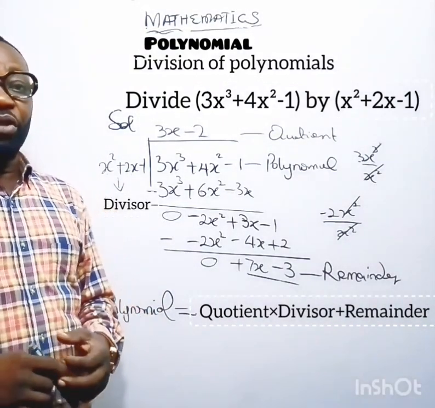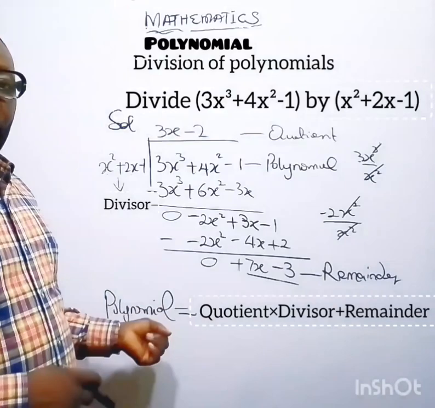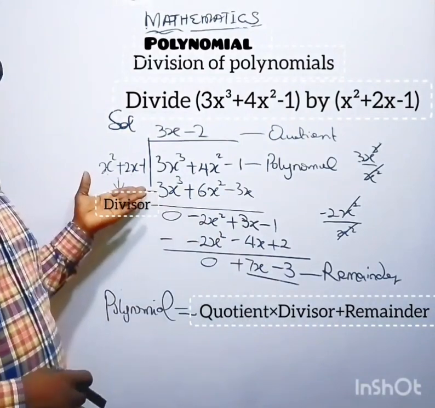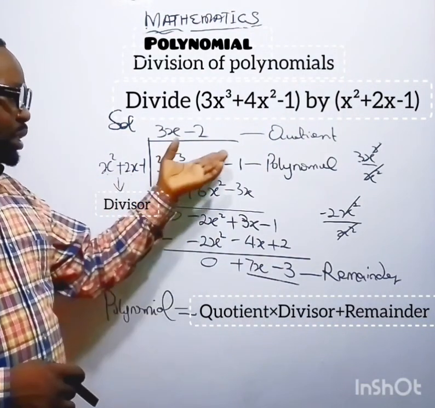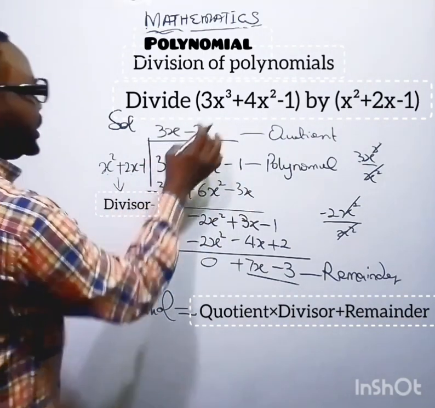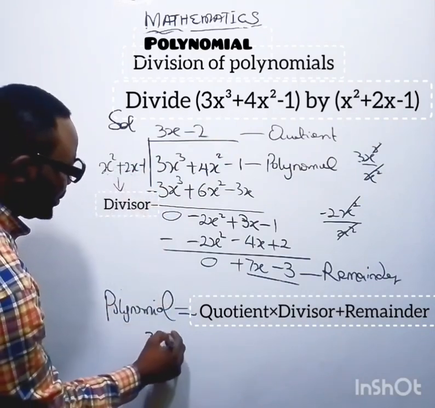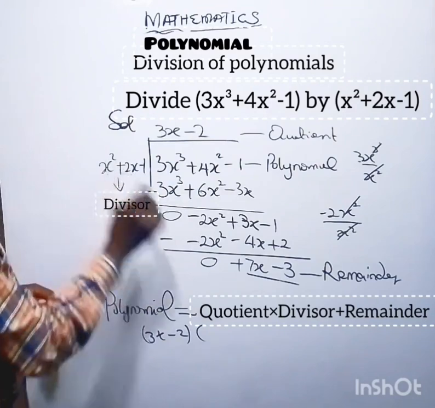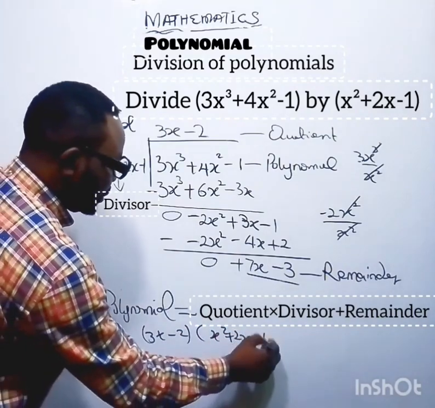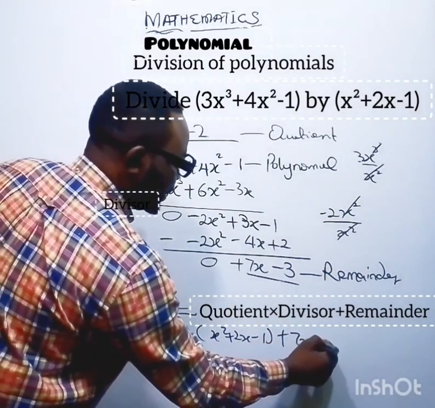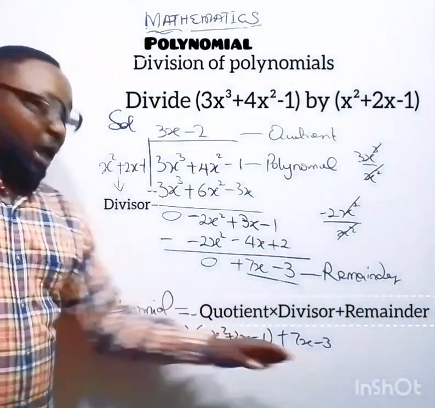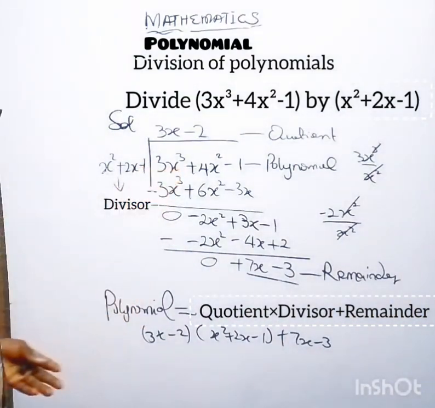And a question can be given to you which can ask you to find the polynomial. While the quotient will be provided for you, the remainder will be provided for you, and the divisor will also be provided for you, you can as well get this value. So if I want to get this polynomial now, my quotient is 3x minus 2. My divisor is x squared plus 2x minus 1, plus my remainder, 7x minus 3. If I do the multiplication of this and add this one to it, I should be able to get the value of my polynomial. So let me try that.